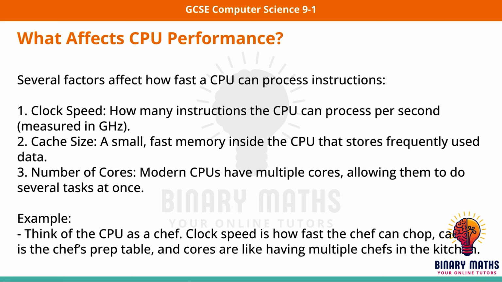Now let's talk about what makes a CPU fast or slow. There are three main factors that affect CPU speed. The clock speed. This is how many instructions the CPU can process per second. It's measured in gigahertz. A higher clock speed means a faster CPU.